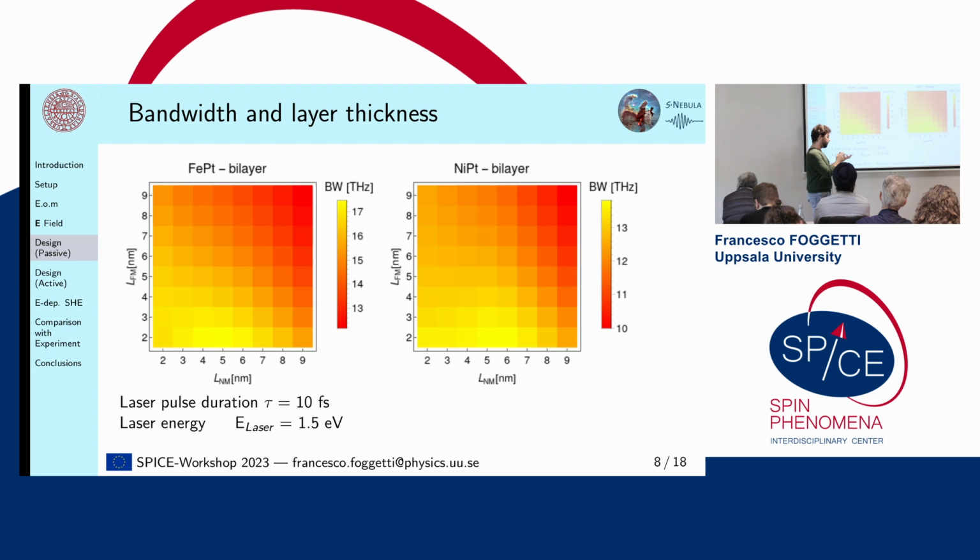These are the estimated bandwidth of the terahertz signal for ferromagnet-platinum bilayers, iron platinum and nickel platinum, in which we vary the thickness of the non-magnetic layer and the ferromagnetic layer on X and Y. And what do we see?